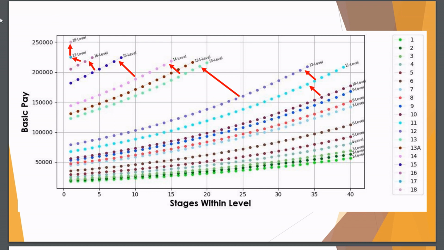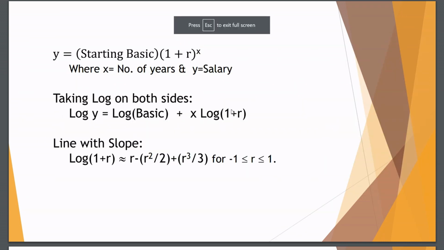As I stated earlier, the graphs are parabolic in shape, so we investigate this a little further by taking a log of a particular level and trying to plot it. The assumption here is that when we grow in a particular level without any promotions from one year to the other, each year there is a fixed percentage increase. So the salary will be given by the formula y is equal to starting basic times (1 + r) to the power x.